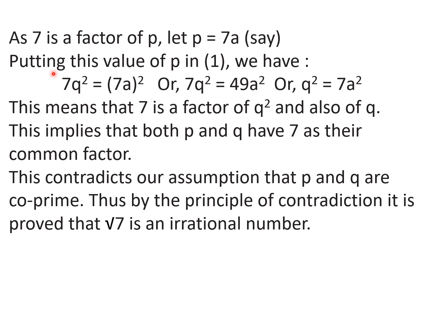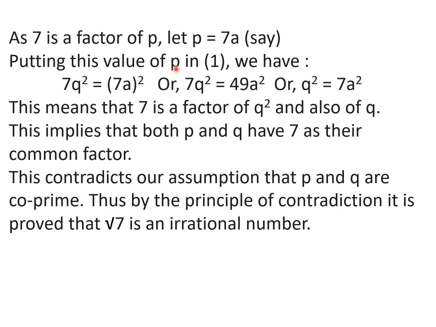Okay. As 7 is a factor of P, let P is equal to 7a. Very obvious, look. If 7 is a factor of P, that means P can be written as a multiple of 7. Okay? 7 is a factor of P, so P can be written as 7 into something: 7x, 7y, 7m, 7a. So we have taken 7a. You can take B, C, anything, okay? So as 7 is a factor of P, let P is equal to 7a.